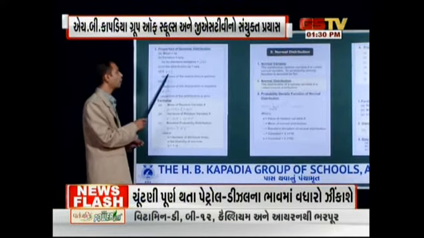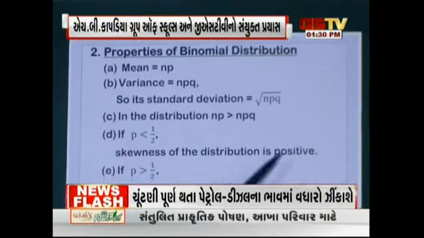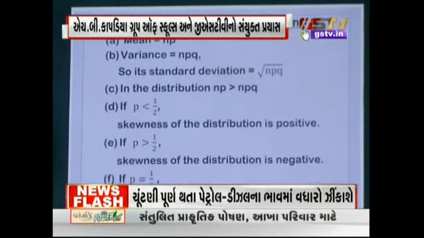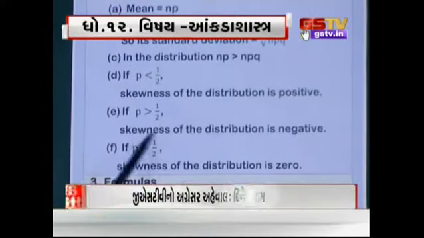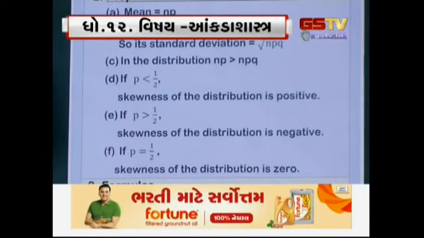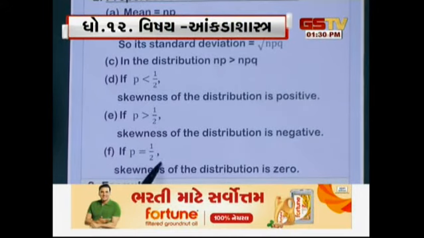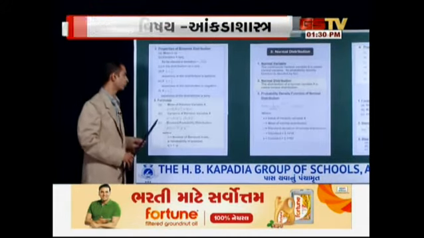If the value of p is less than 1 upon 2, the skewness of distribution is always positive. If p is greater than 1 upon 2, then the skewness of this binomial distribution is negative. But if p is equal to 1 upon 2, then skewness of this distribution is 0. It means it's a symmetrical distribution.